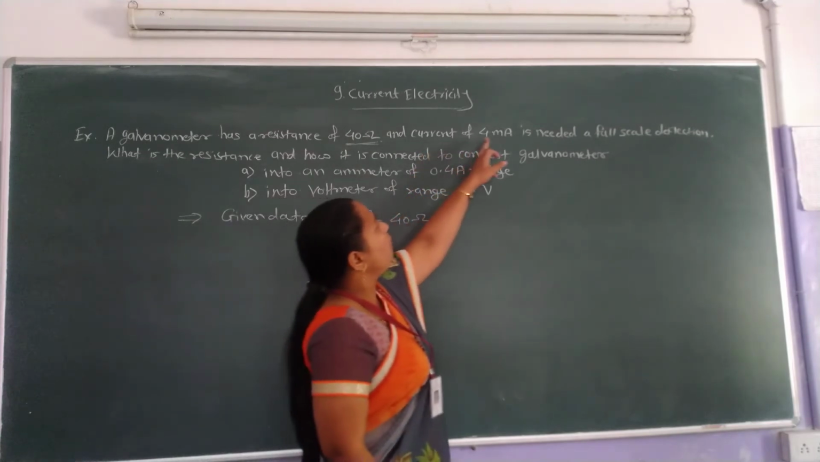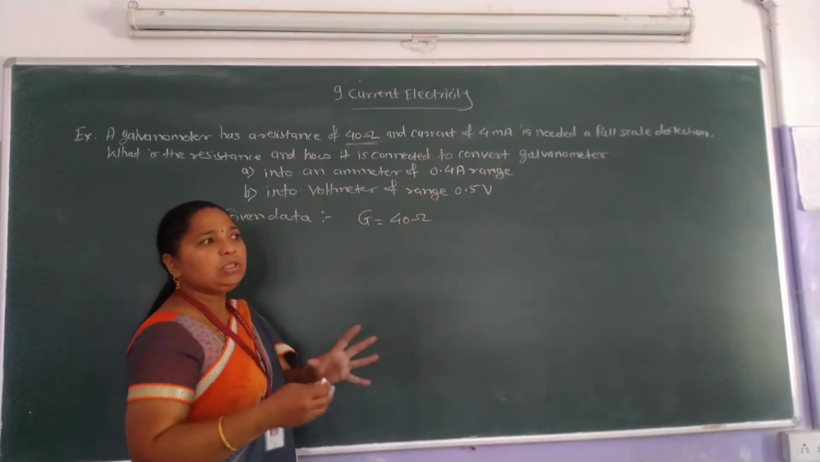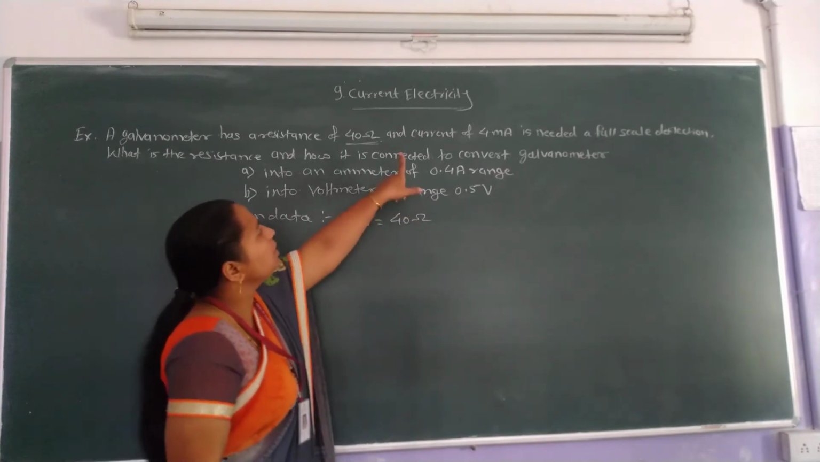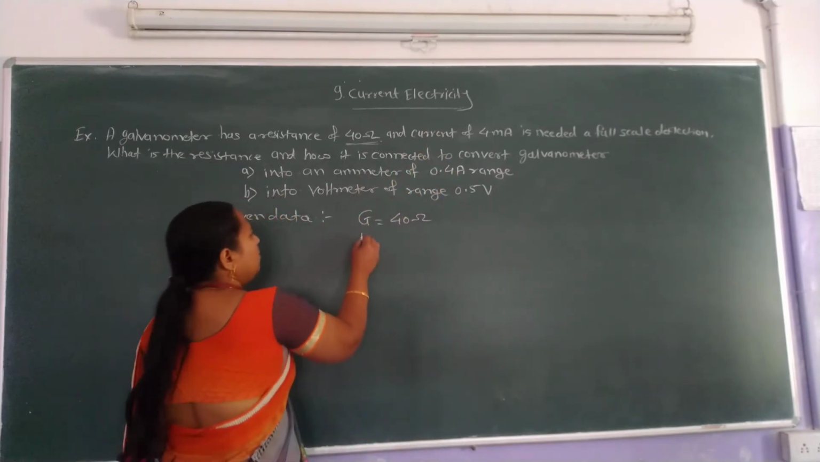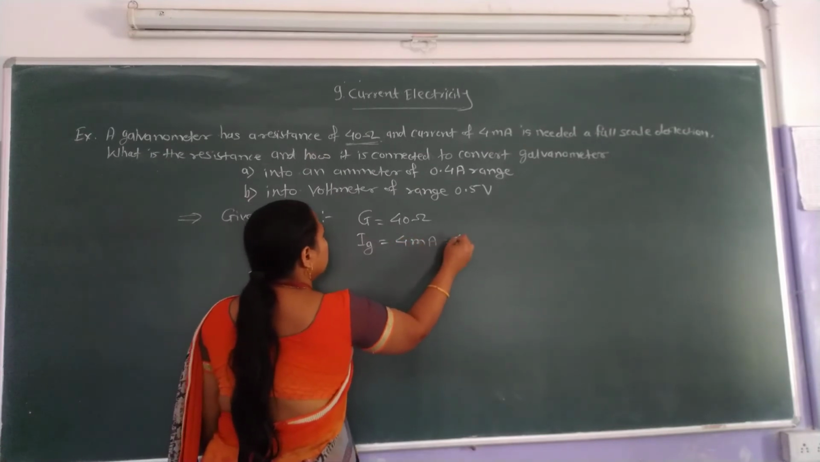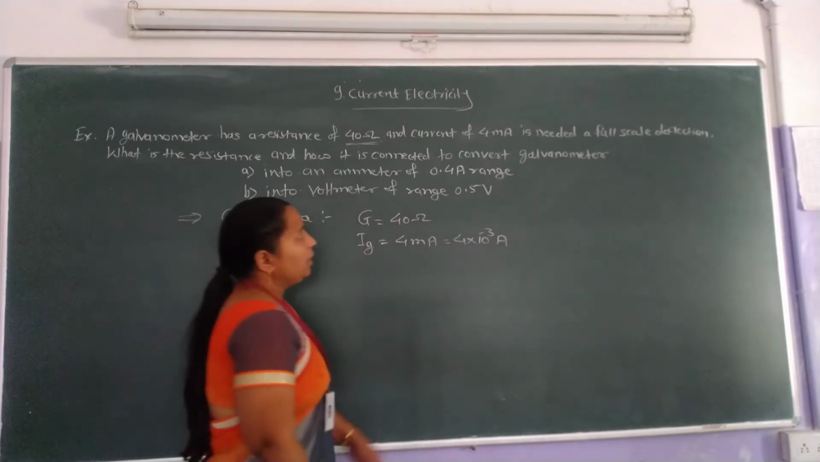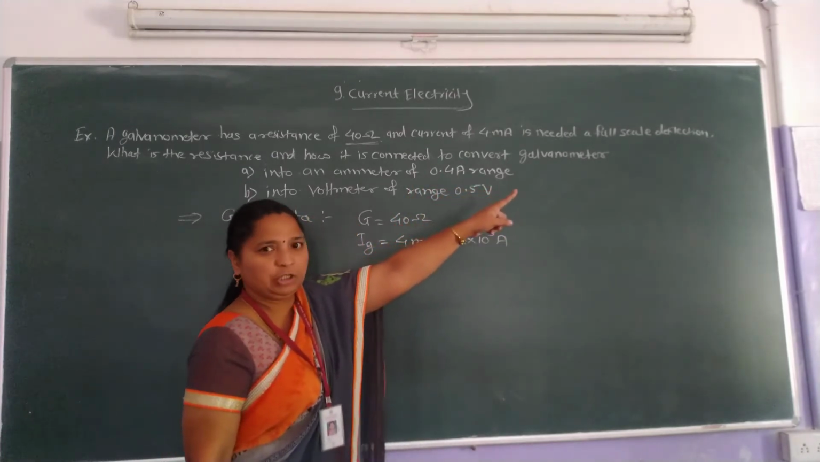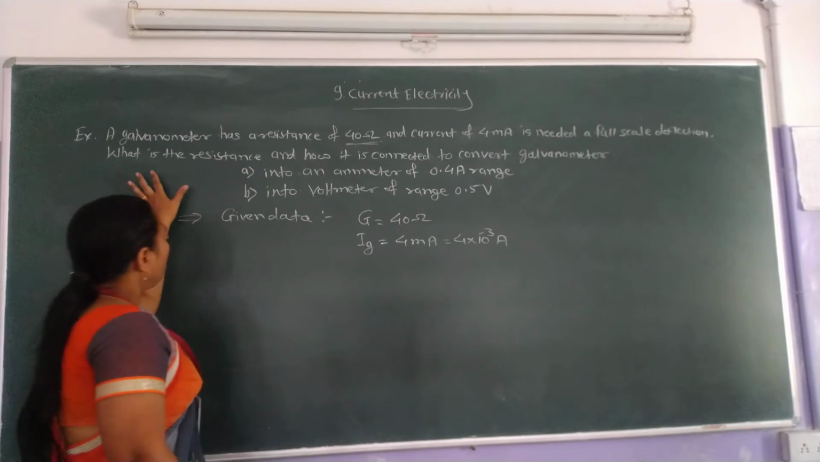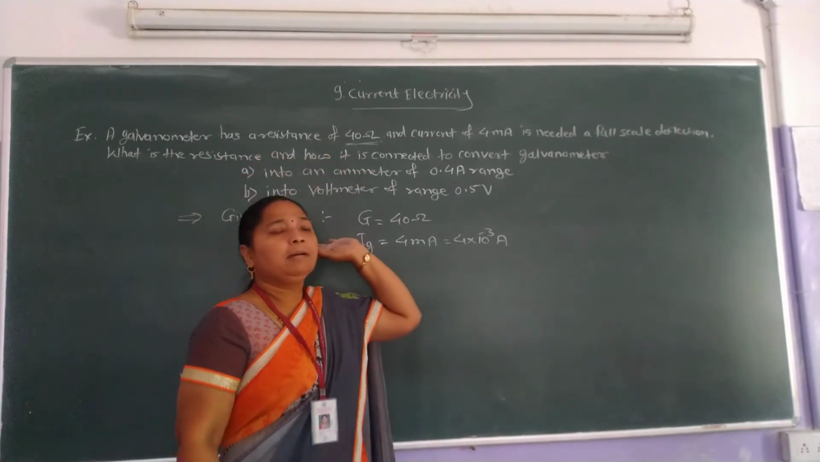And a current of 4 milliampere flows through the galvanometer, which means Ig is equal to 4 milliampere, or 4 into 10 raised to minus 3 ampere, needed for full scale deflection. What is the resistance and how is it connected?